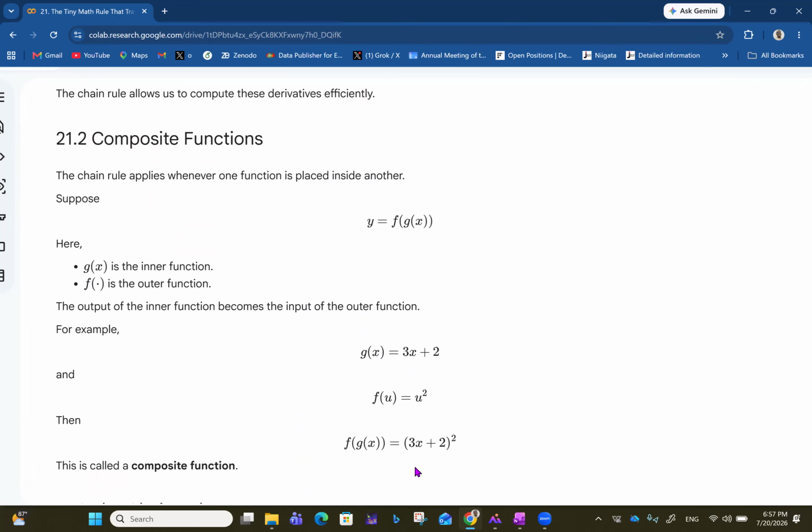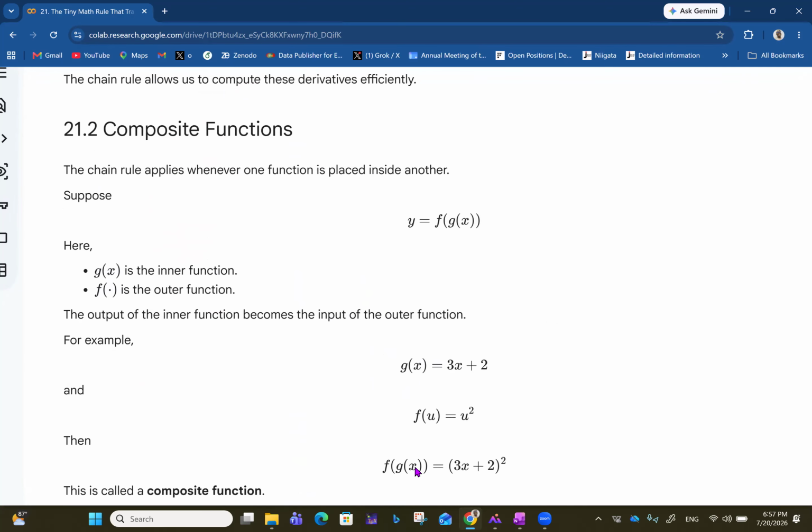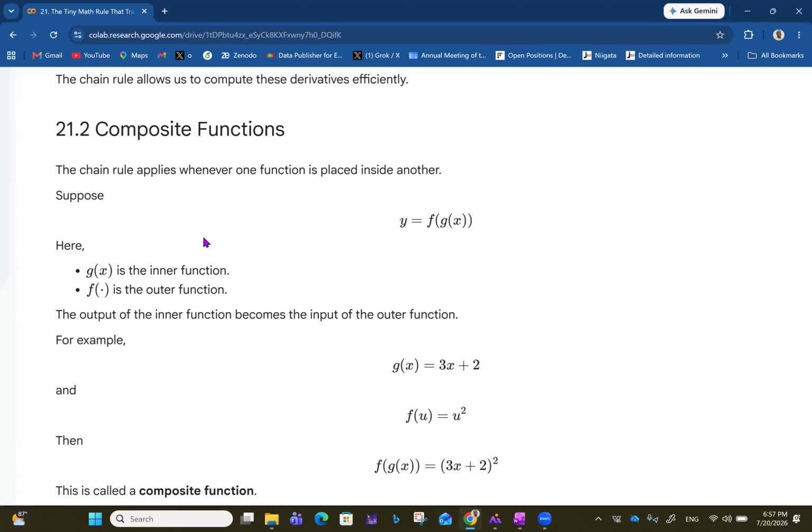Now we move on to composite functions, which are a basic mathematical idea. The chain rule applies whenever one function is placed inside another. Suppose g is a function of x, and f is in turn a function of g. So f is a function of g, and g is a function of x. It's more like a function of a function. Here g(x) is the inner function, while f is the outer function. The output of the inner function becomes the input of the outer function. Whatever output g(x) gives, you throw that into f, and then you get the result.